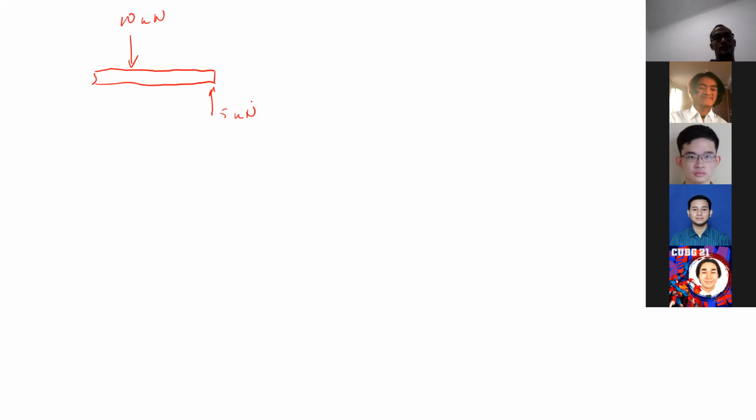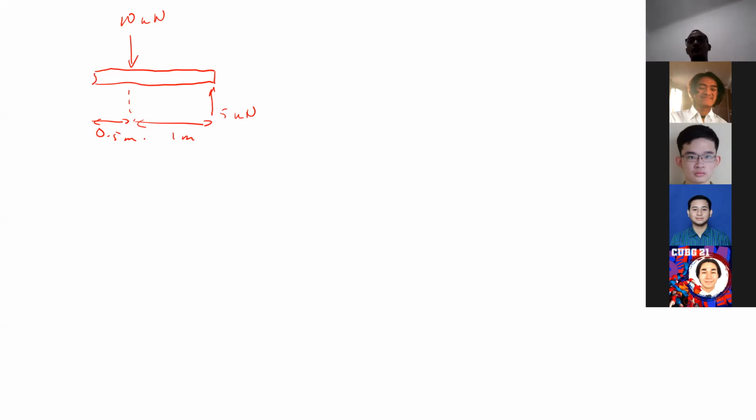So from here to here, it's 1 meter. From here to here, we have 0.5 meters. Okay. And what internal forces that we have there? We have shear force, moment, and normal force. Okay. Yeah, the same as before.